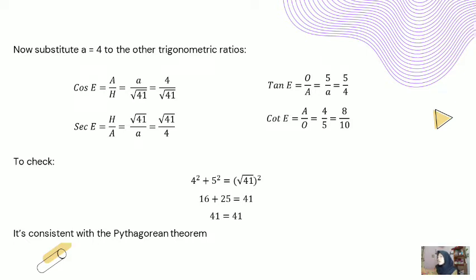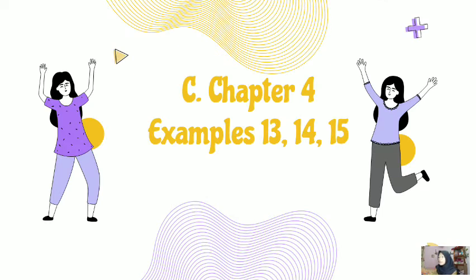Tangent A equals opposite per adjacent equals 5 per 4, and cotangent A equals 4 per 5. And to check, 4 squared plus 5 squared equals square root 41 squared, and 16 plus 25 equals 41, and 41 equals 41. It's consistent with the Pythagorean theorem. And next, chapter 4, examples 13, 14, and 15.